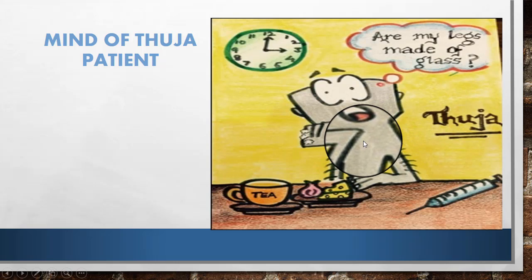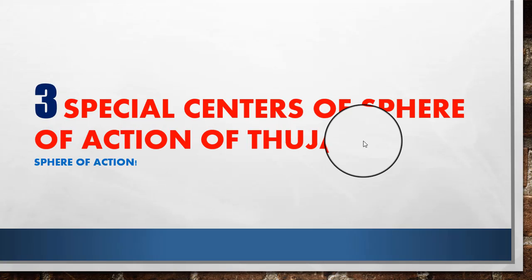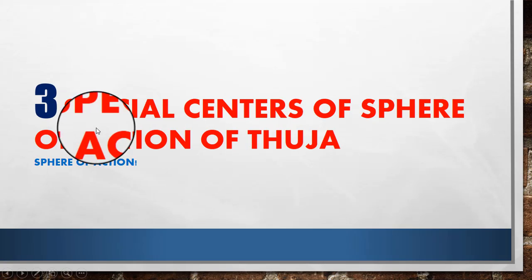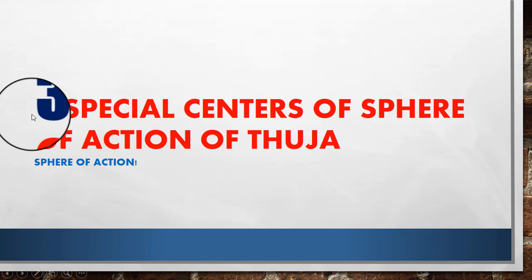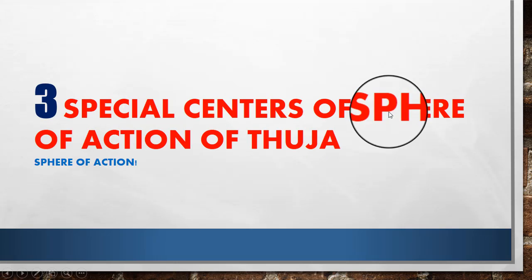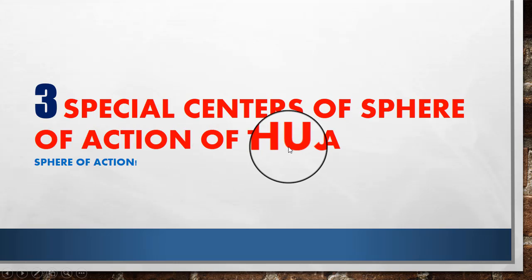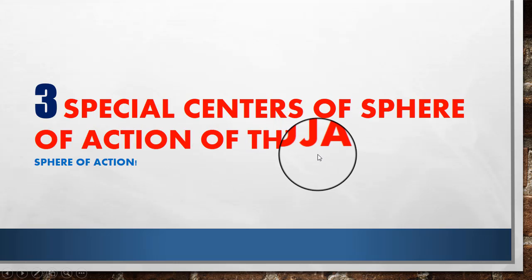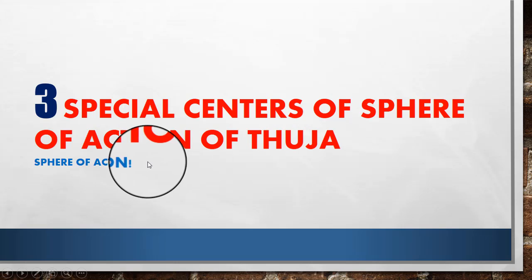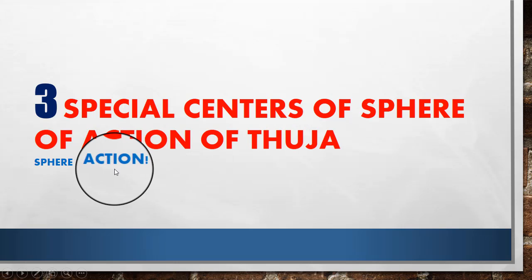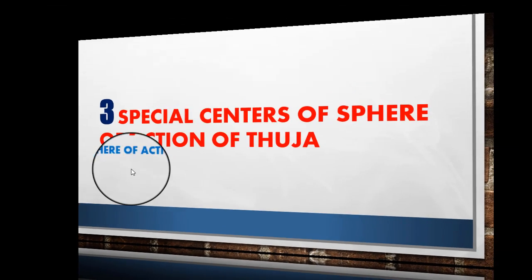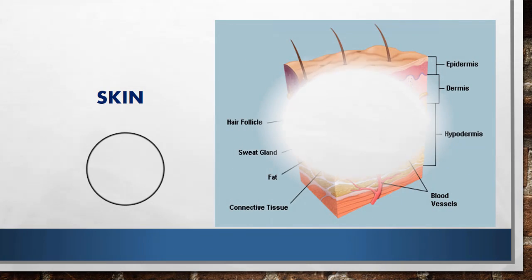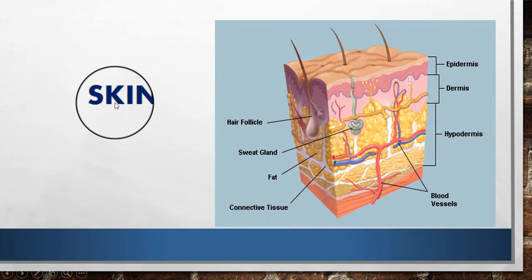Now next, the basic topic of this presentation. Now we will talk about that. So what are the three special centers of sphere of action of THUJA OCCIDENTALIS on the human body? Basically, here we are talking about sphere of action. So now we will discuss them one by one. So let's start. So the first special center of sphere of action of THUJA OCCIDENTALIS is on the skin.